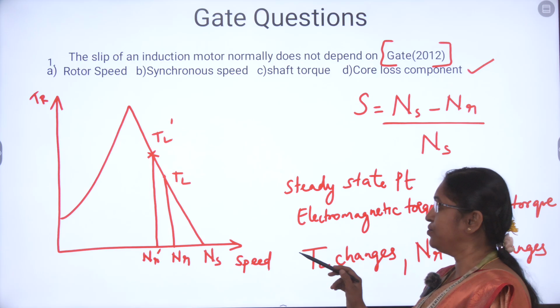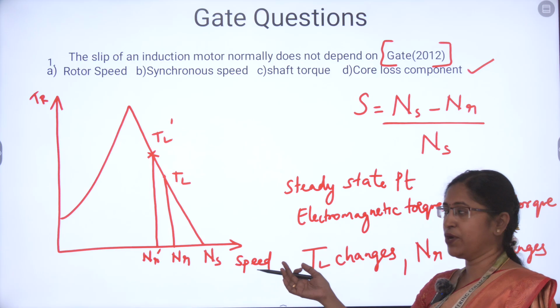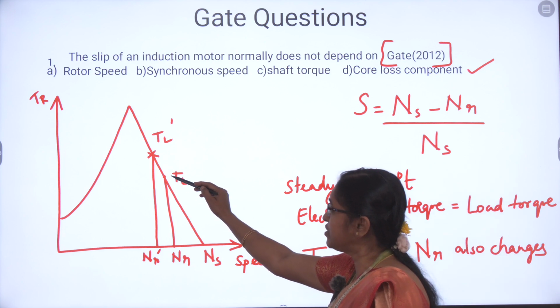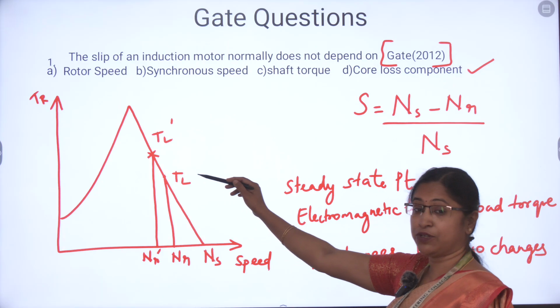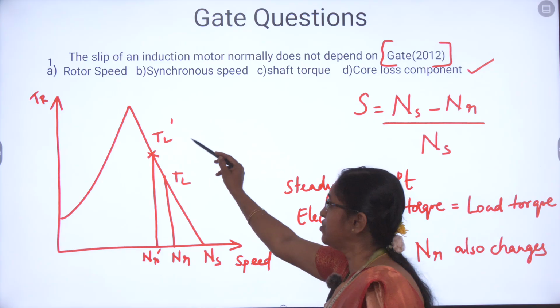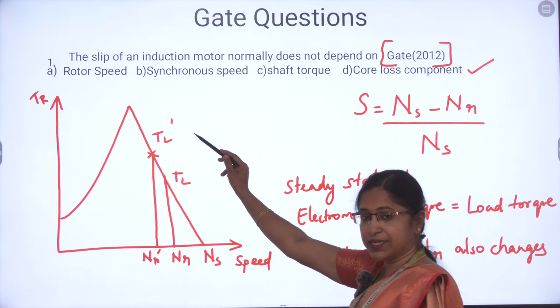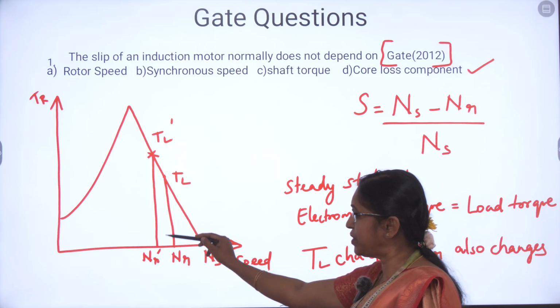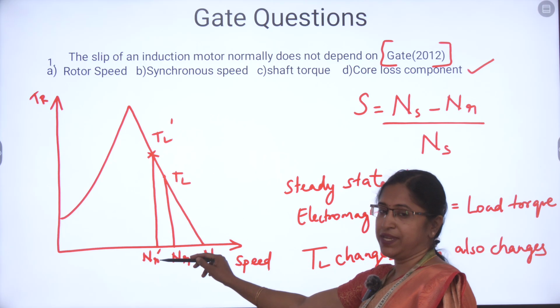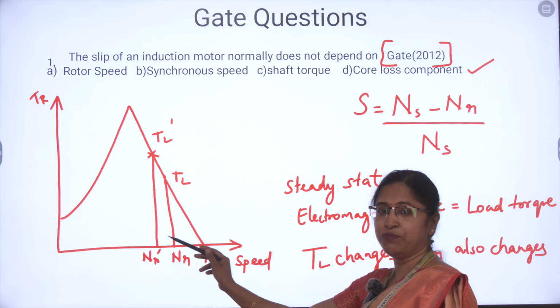Now suddenly there is a disturbance in the load. Because of that, your steady state point changes to some other point. That means your electromagnetic torque is no longer equal; it has changed to some other point. So there is a change in your load torque. When your load torque changes, automatically the respective speed also varies. So your speed is also varied, and it has been reduced from the previous one.